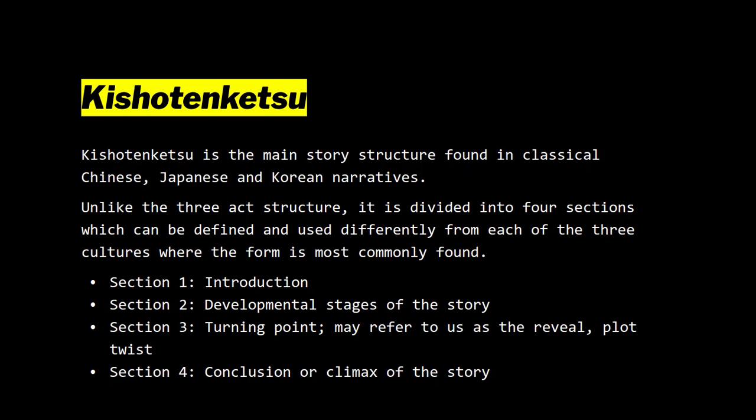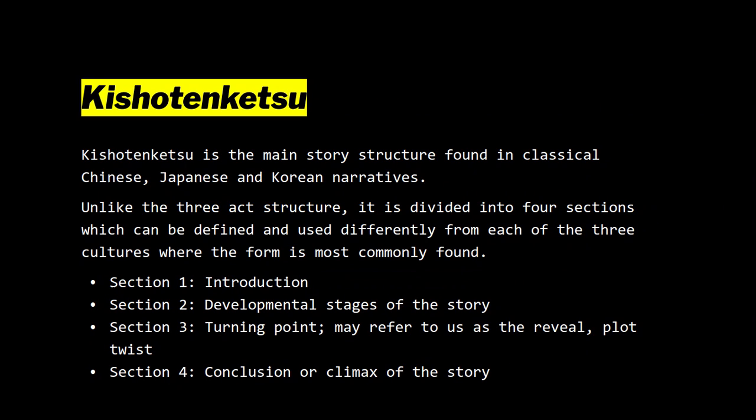I hope I get this right. Kishotenketsu, which is the main story structure found in classical Chinese, Japanese, and Korean narratives. Unlike the three-act structure, which we all have come to know, it is divided into four sections, which can be defined and used differently in each of the three cultures where the form is most commonly found.